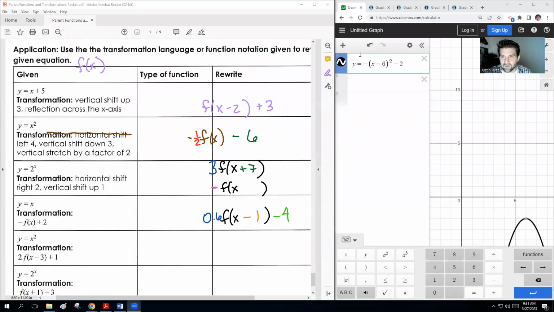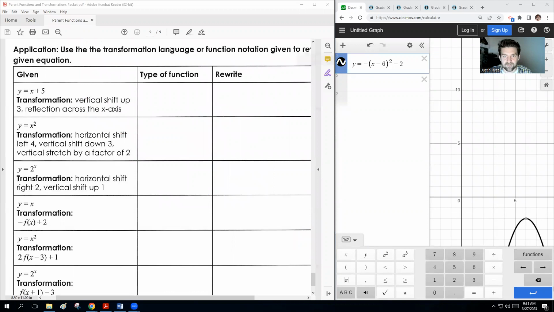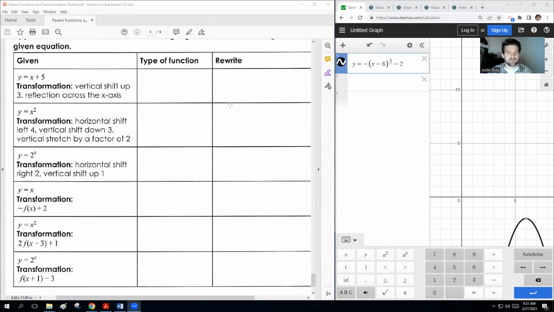One more little group, and then we're going to be done with these longer notes. Okay, so we got the type of function here. We're going to be given y equals x plus 5. We want to have a vertical shift up 3 and then reflect it across the x-axis. That shouldn't be an x plus 5. Just realizing this here. It should just be y equals x. So we got a straight linear function.